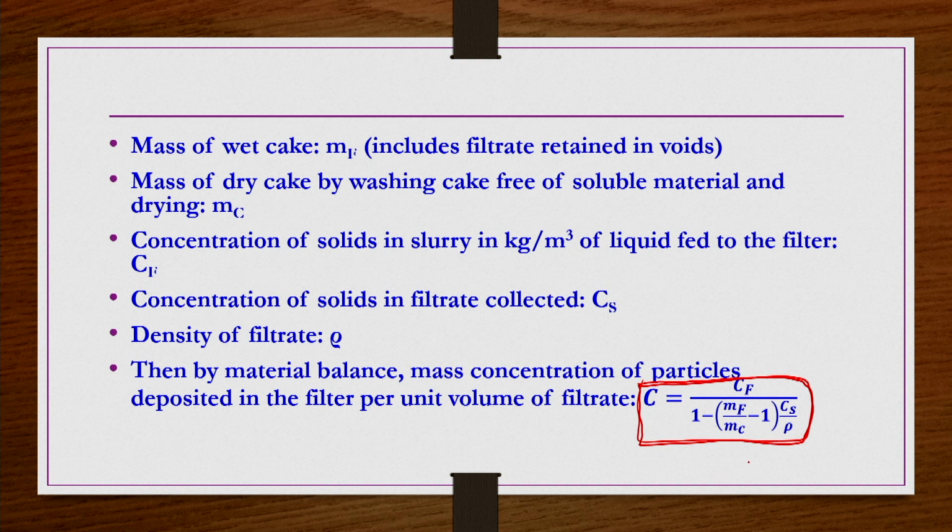Right. So, this term (mf by mc minus 1) Cs by rho is always going to be less than 1. So this denominator is going to be less than 1. So, C is going to be more than Cf in general.